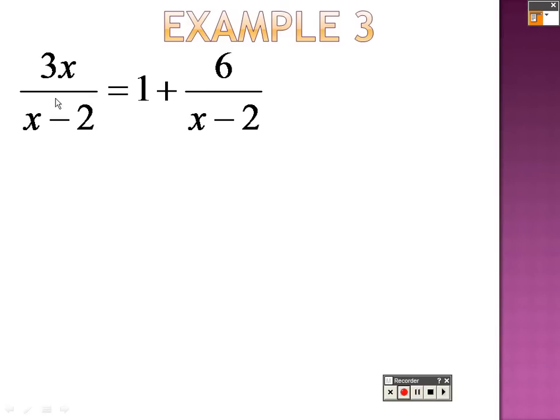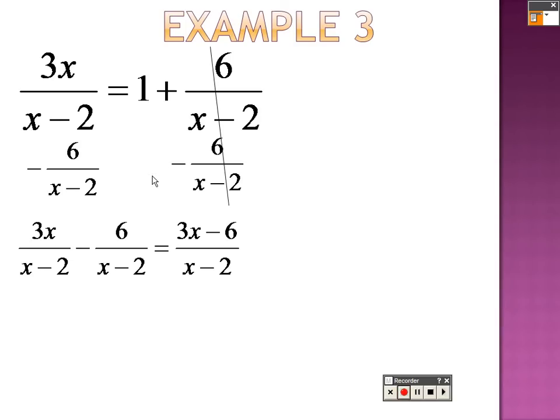Or if you notice, these both have x minus 2's in them. So if I wanted to, I could combine them both on one side together if I move everything. And that's what I'm going to do here. If I minus this fraction over to the other side, now this is gone over here. It's no longer there, because I moved that whole item over.